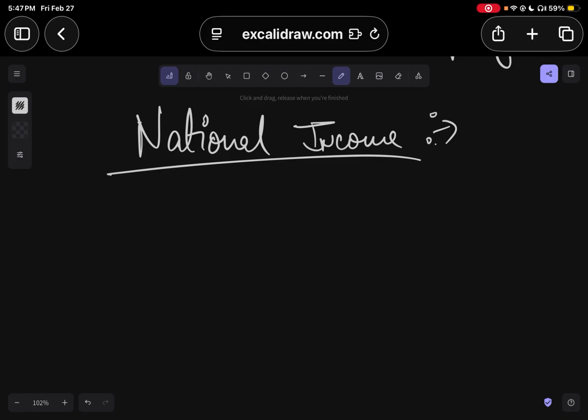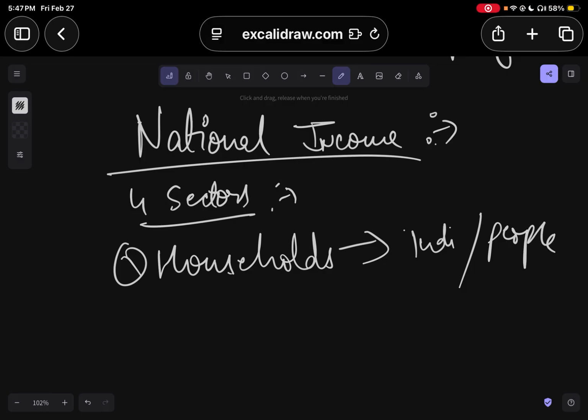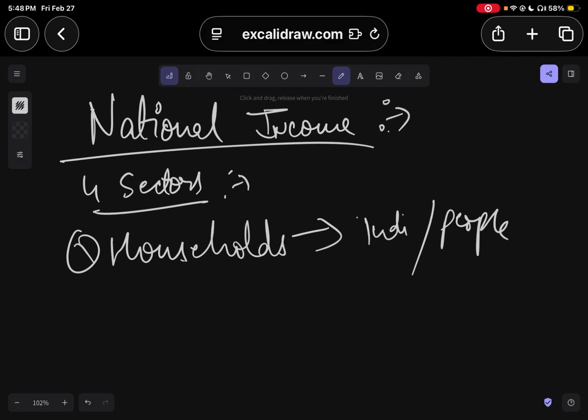Macroeconomics divides the entire economy into four sectors. First, households, which are individuals and people. They do final consumption activities.